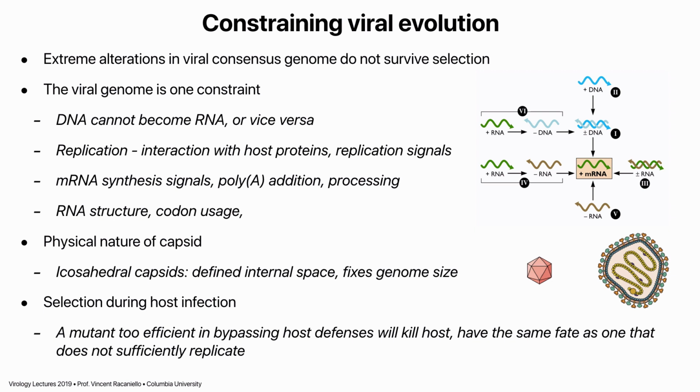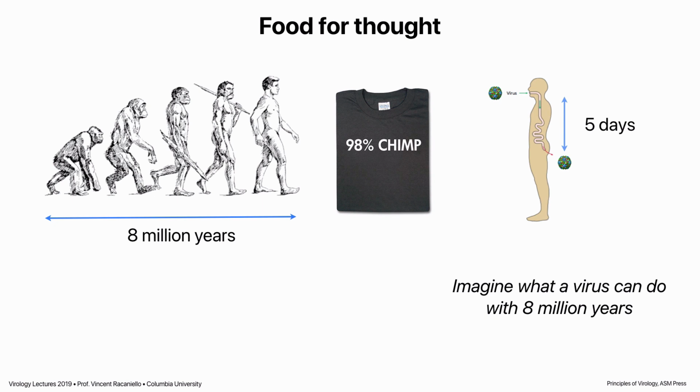And then, of course, selection during infection. If you're too efficient at bypassing defenses, you'll kill the host, you will never be transmitted. And if you don't replicate well enough, you're going to be eliminated. So we think that all of these constraints limit the number of new viruses that emerge, and that's why all of our viruses always come from another animal rather than emerging de novo in us. And I'll leave you with this thought.